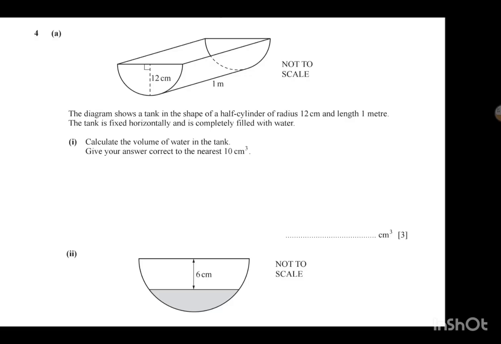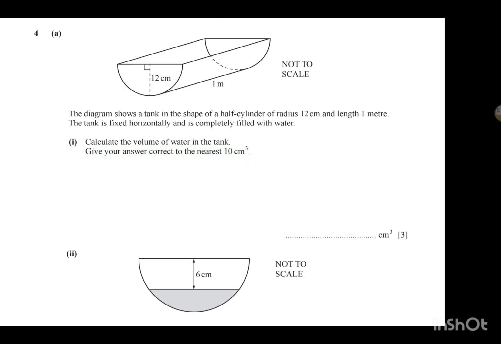Question number 4. A. The diagram shows a tank in the shape of a half cylinder of radius 12 centimeters and length 1 meter. The tank is fixed horizontally and is completely filled with water. In question 1, they are asking, calculate the volume of water in the tank. Give your answer correct to the nearest 10 centimeters cubed.